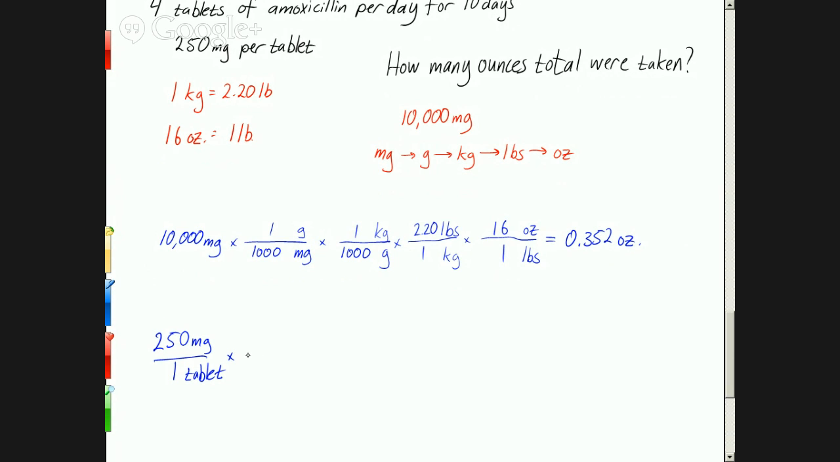We can multiply by 4 tablets per day. So now we're converting milligrams per tablet to milligrams per day. And then we can multiply by, there's no line for that one because it's just 10 days. So this is a way of doing this and getting that same number that we came up with originally.